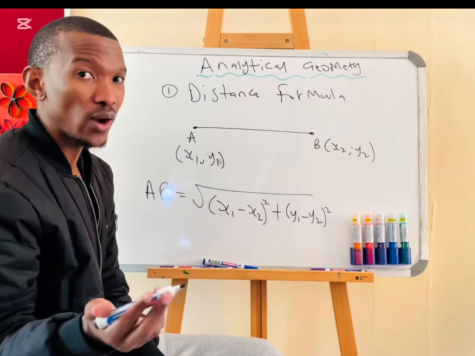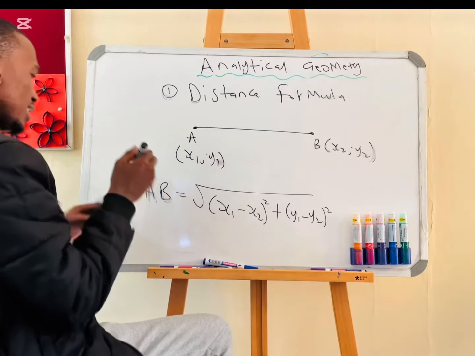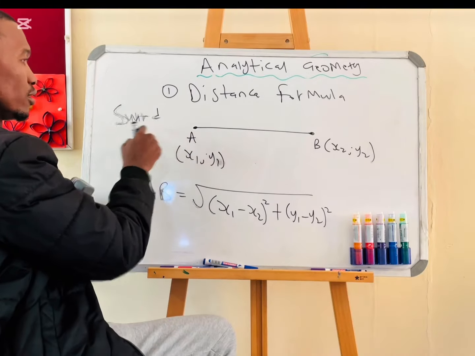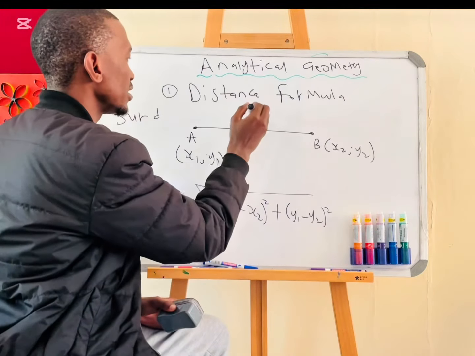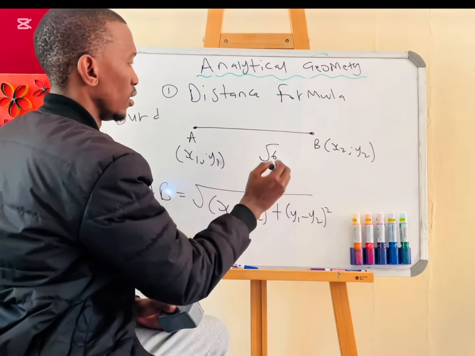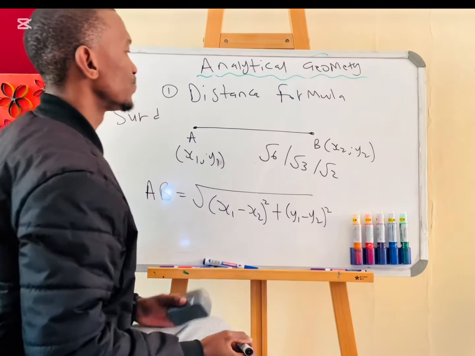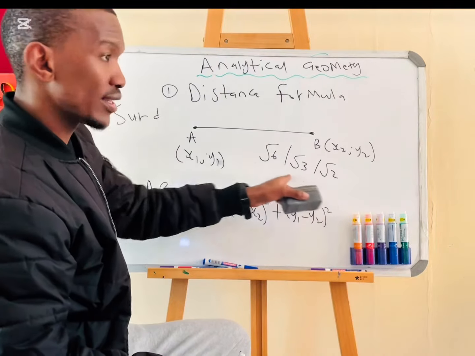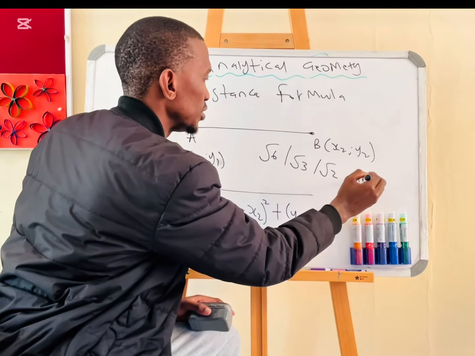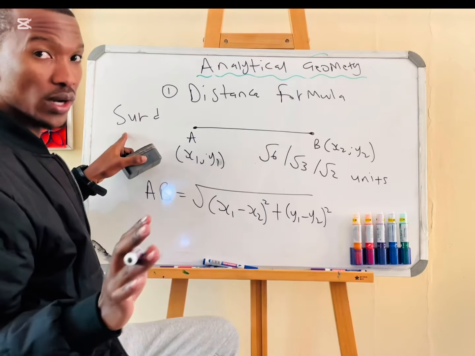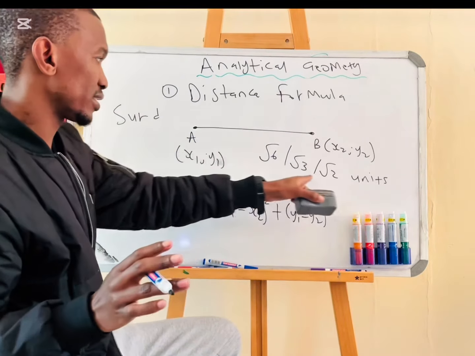If they say leave your answer in surd form, it's when your answer is like the square root of 6, or the square root of 3, or the square root of 2. Leave your answer like this, and then you just write what? Units. That's how you leave your answer in surd form. You must leave it like that.